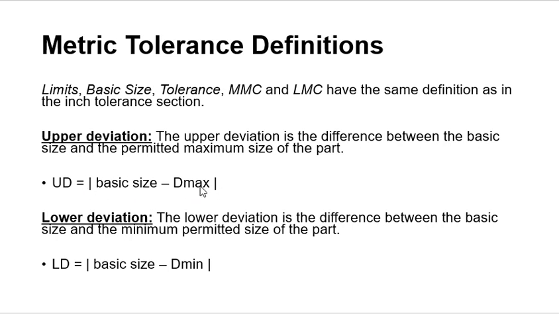So everything that you put in is going to come out positive only. It doesn't matter whether it's positive or negative inside after you calculate. So you have UD, your upper deviation, and you have your basic size minus D max. Take the permitted maximum size out of your basic size. Take the permitted minimum size out of the basic size, and you're going to get the lower deviation. Lower deviation, upper deviation. So this is how we calculate.